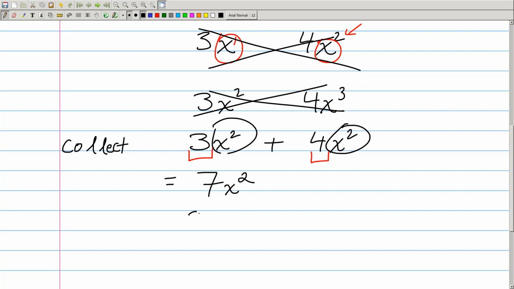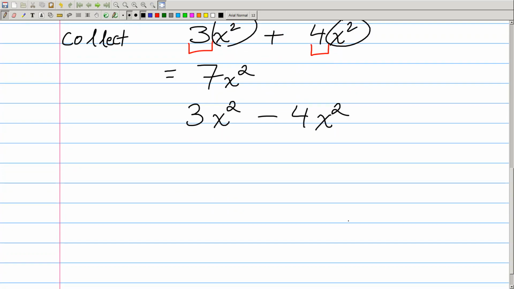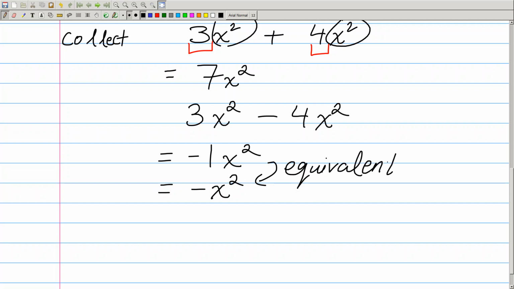How would we subtract, let's say, 3x squared minus 4x squared? Well, you go 3 minus 4, which is negative 1x squared. You can alternatively write this as negative x squared. It's the exact same thing. These two are equivalent. You can do the exact same thing by not writing the 1 there. It's just by convention. This is how we write it in math. We don't have to write the negative 1. You could just write minus.